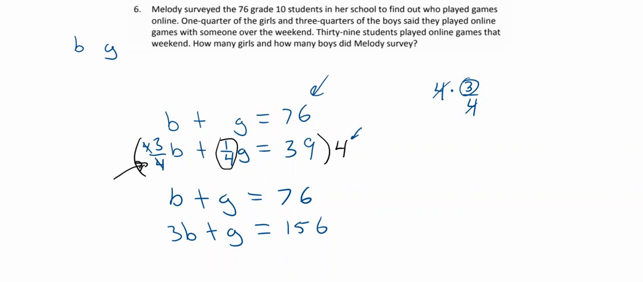All right, so we are set up. We're ready to cancel G. Are we going to add or subtract? We are going to subtract, because I want this G to get rid of that G. So now we have B minus 3B, which is negative 2B. And then G minus G is 0, is equal to 76 minus 156, which is negative 80.